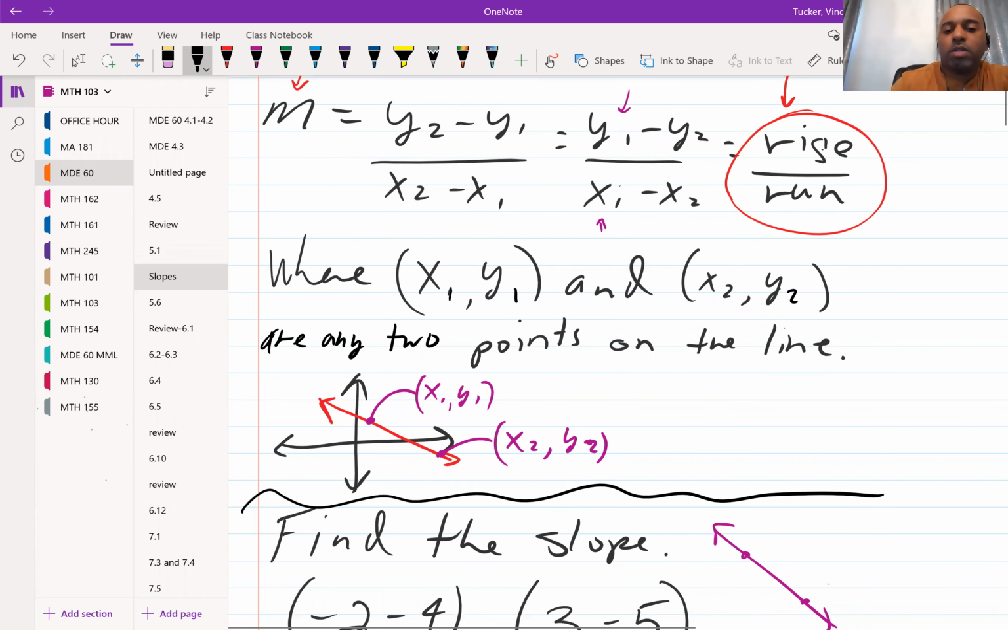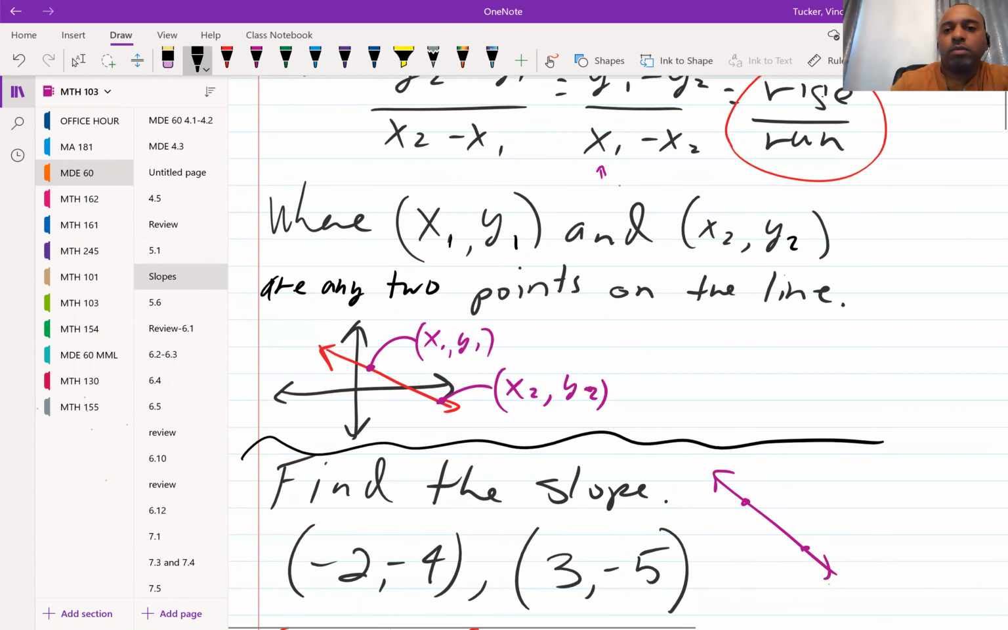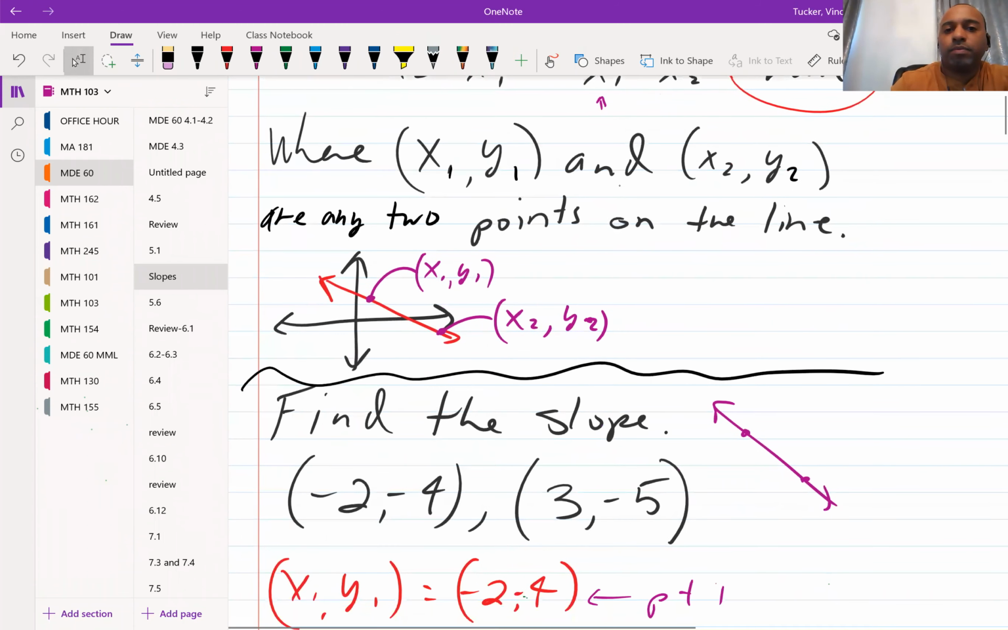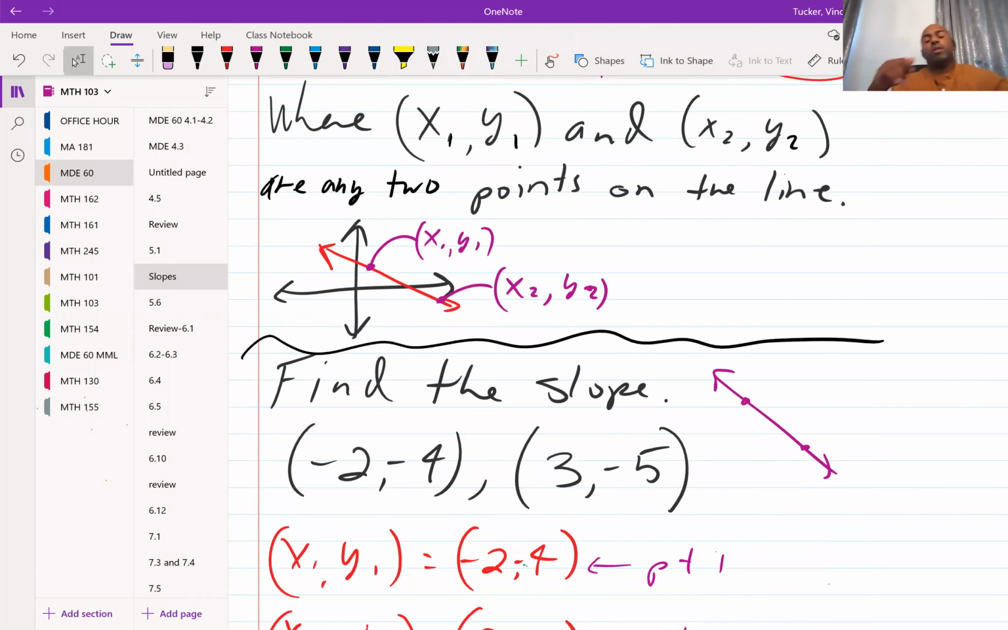All right, scrolling up. We're good. Okay, so for the first exercise, it asks us to find the slope. They give us 2 points that are on the line, -2, -4, 3, -5.